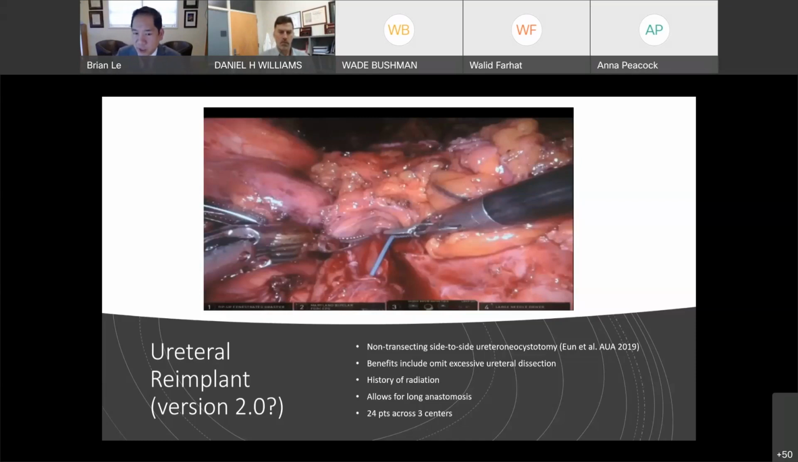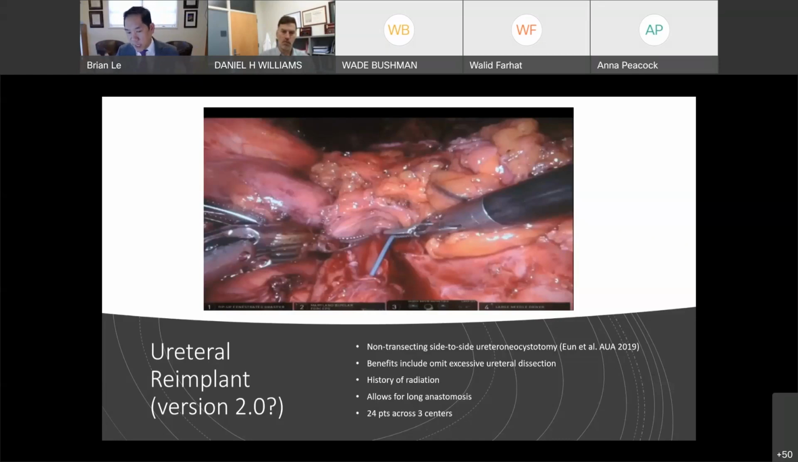Earlier animal studies showed that if you even just cut across the ureter, you still induce some ischemia. So the idea is instead of cutting across the ureter, you just bring the ureter to the bladder, or the bladder to the ureter, and you do a side to side anastomosis of the ureter to the bladder. And so this is kind of like an extravesical approach, side to side anastomosis.